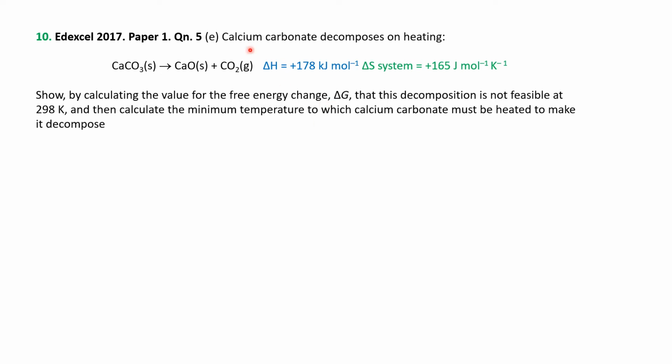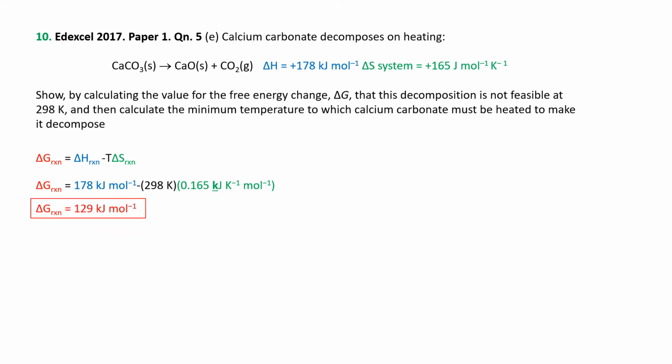Same idea with this one. Calcium carbonate decomposes on heating. Delta H plus 178 kilojoules per mole, delta S of the reaction plus 165 joules per mole per Kelvin. So first of all, we're going to calculate the free energy change delta G that is not feasible at 298. So we're given temperature, we're given delta H, we're given delta S. Pop in the values, do the usual change of joules to kilojoules for the delta S term. Delta G is plus 129 kilojoules per mole, which is of course a non-spontaneous, a not feasible process.